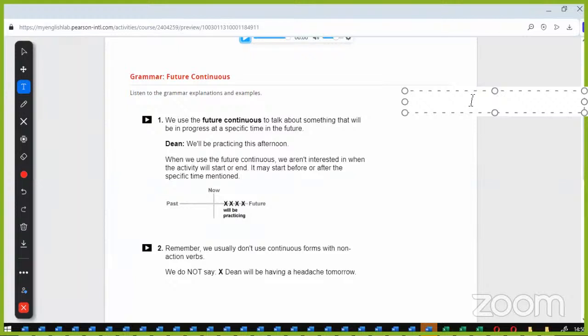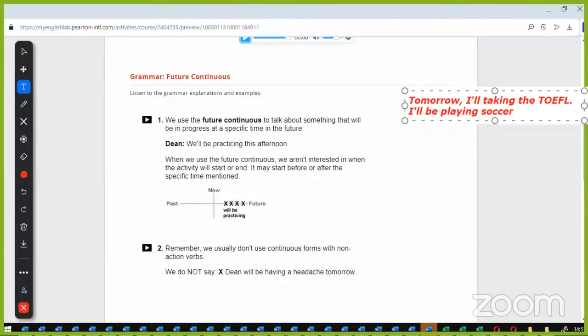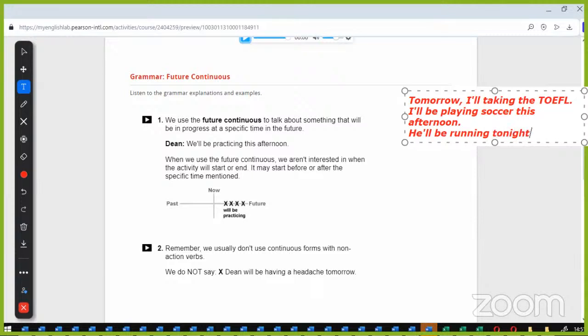So we use the future continuous to talk about something that will be in progress at a specific time in the future. Okay, like, I don't know, tomorrow I'll be taking the test or taking the TOEFL. Or I'll be playing soccer this afternoon. Or he'll be running tonight.